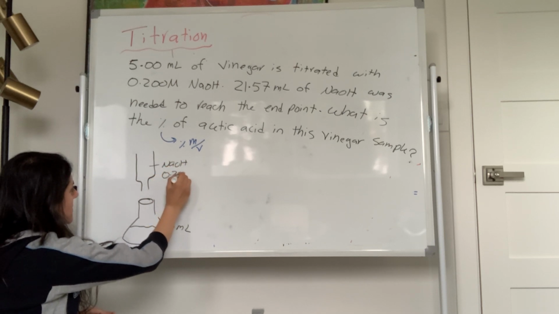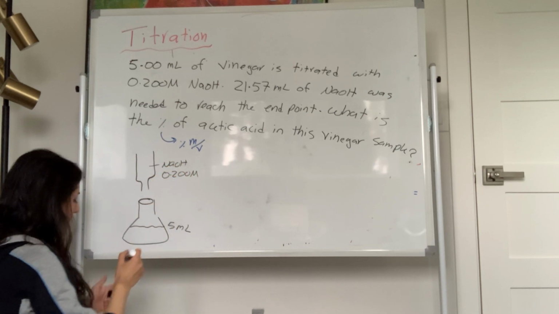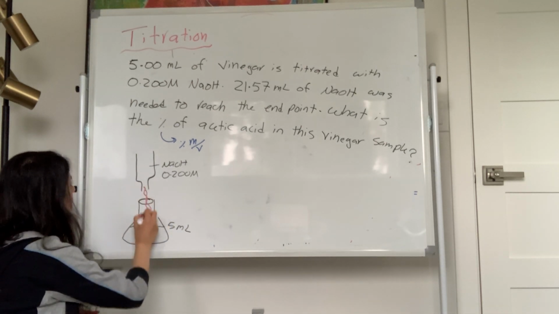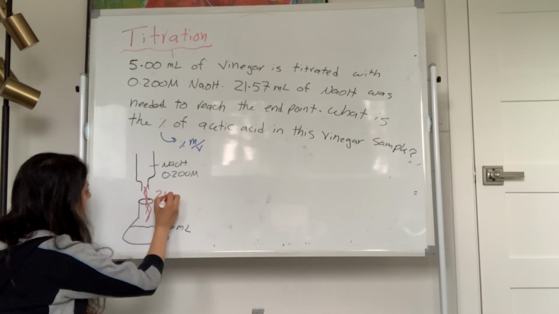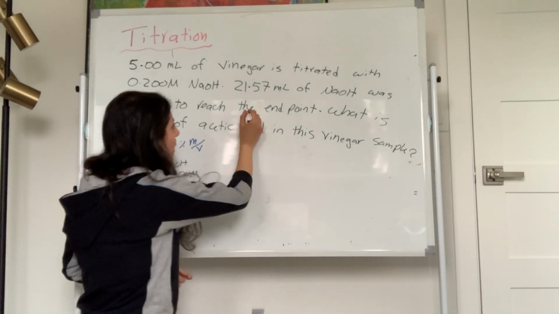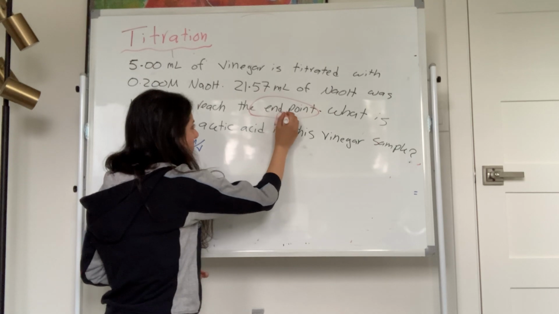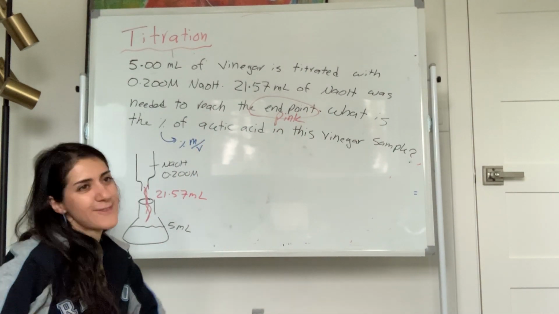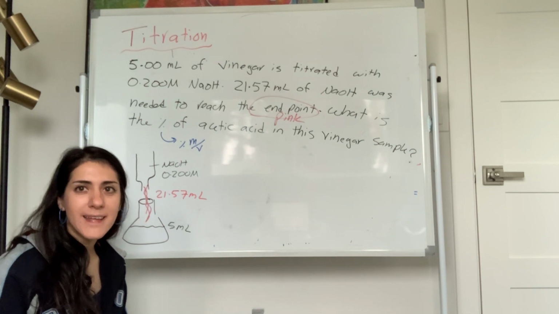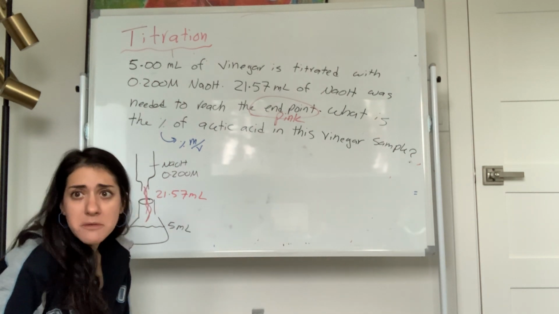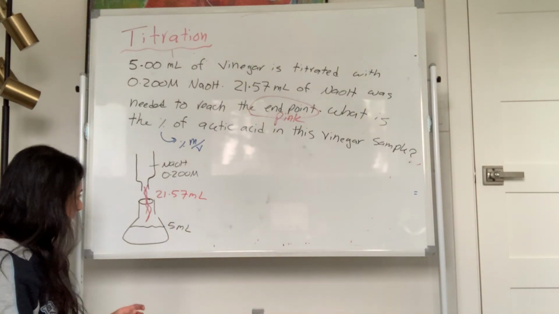This 0.200 molar is the concentration. What I'm going to add, I'm going to add 21.57 ml, and then you reach the end point. What does the end point mean? That's when it turns pink. They call it the end point. To be fancier, it sounds a little bit better than just turn pink. So you reach the end point means it turned pink. Okay.